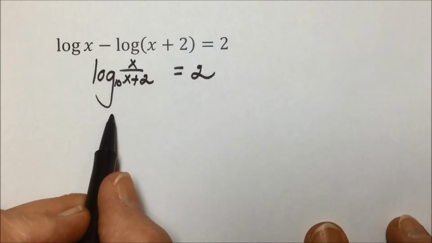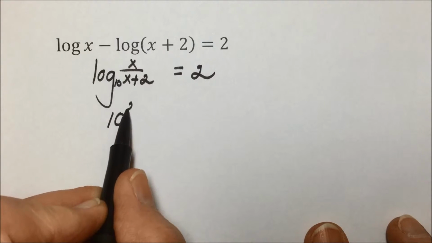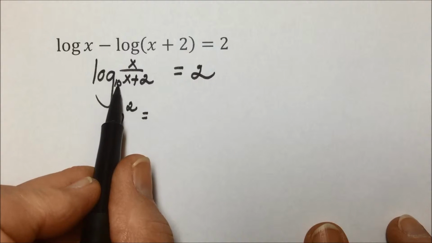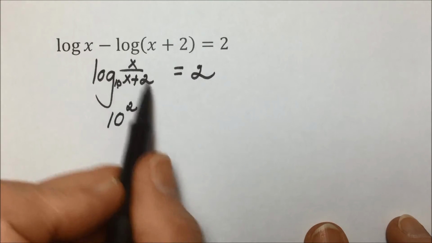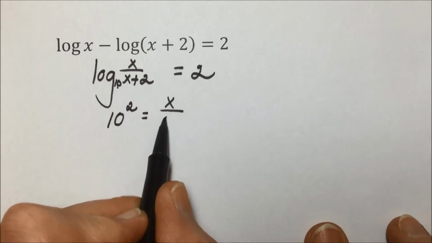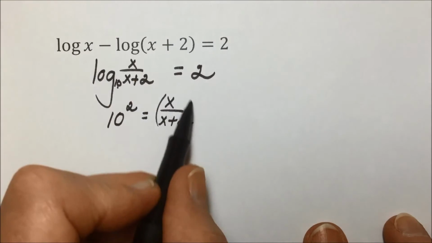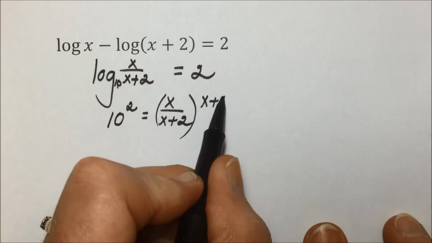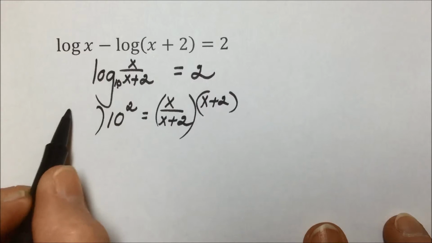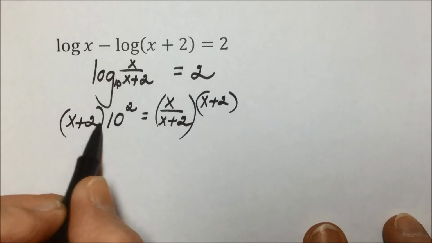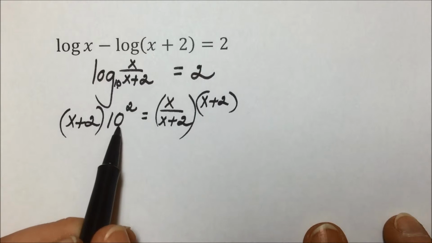Exponential equivalence would be 10 to the second power: this base to that power is equal to this quantity. We have a rational equation like the last one, so we'll want to multiply by the denominator value on both sides to eliminate the fraction or the rational expression.